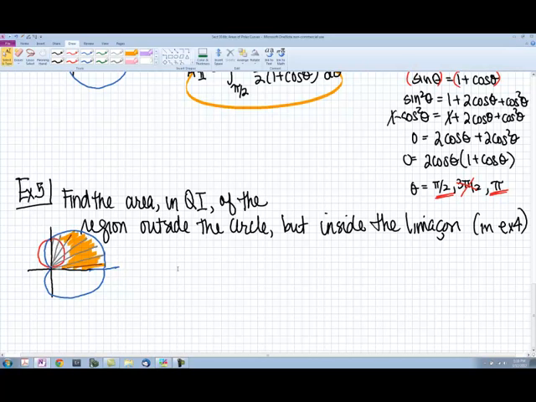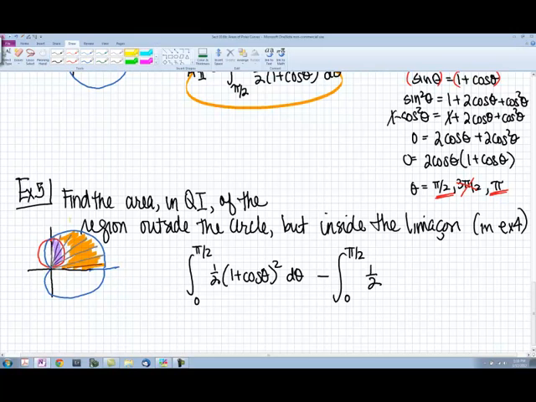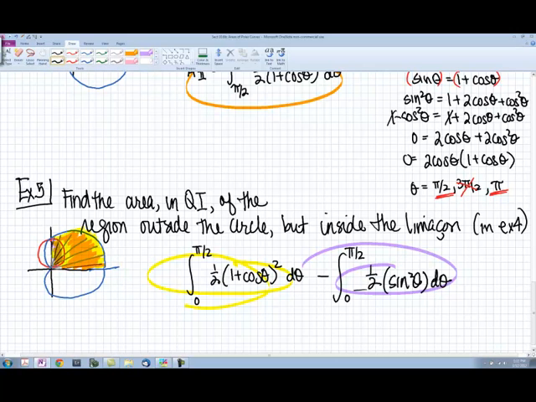So we can set this up as 0 to pi over 2, and the outside is going to be our blue, which is the limacon. So 1/2 r squared d theta minus the inside. So 0 to pi over 2, and we're subtracting this part. All of quadrant 1 minus the purple will give you the orange. So this region minus this region. So 1/2 sine squared theta d theta. And evaluate that integral, and that'll give you the area inside the limacon but outside the circle.